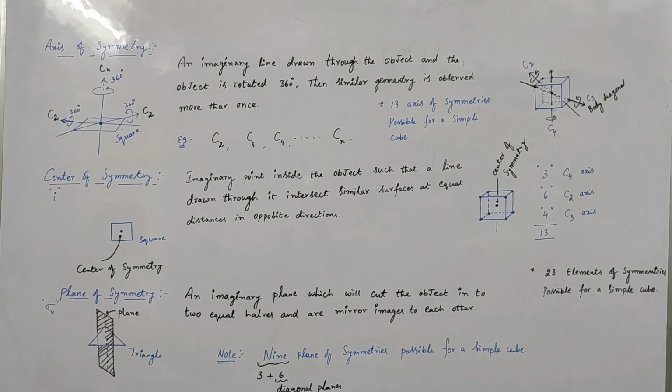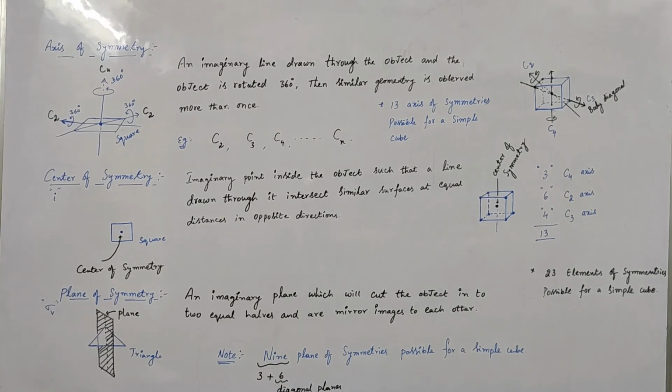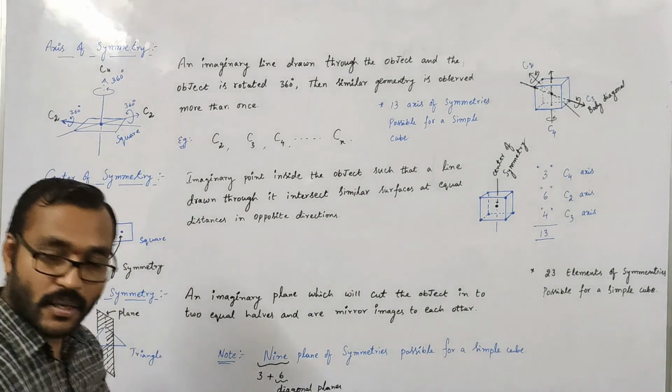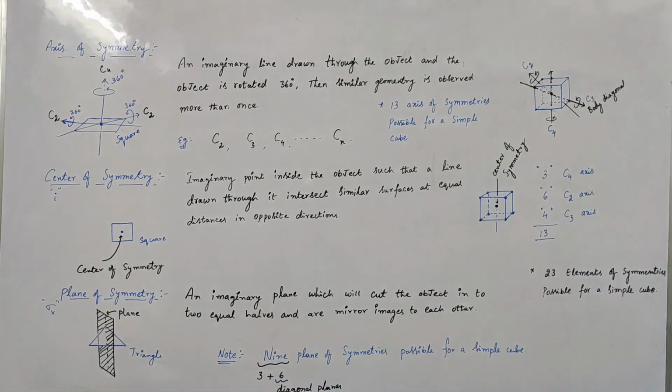Next. Shall I rub this part? Another part is there, called the alternate axis of symmetry. That is nothing but a combination of axis and center. Right? So what is it? Pass an axis of symmetry, that means you pass an imaginary line through that object such that if I rotate that object over it, you get a similar geometry more than twice.